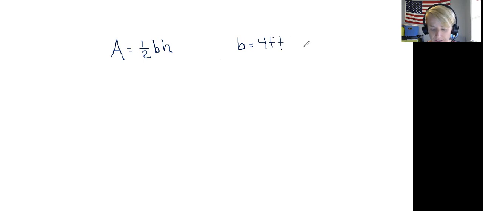Number 3 asks you to find the area of a triangle. And just like any other formula that you might use, you can use the area of a triangle formula, and that's given in your directions. A equals 1/2 base times height. This is what this stands for. In problem number 3, they tell us that the base is 4 feet, and they tell us that the height is 1/2 foot.